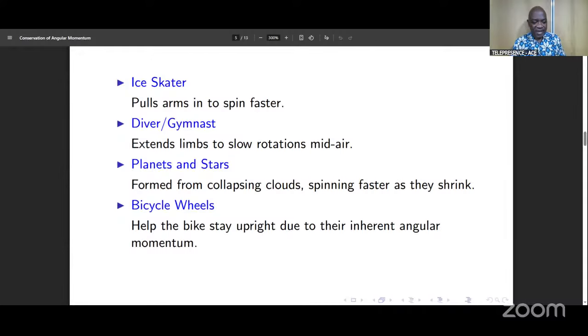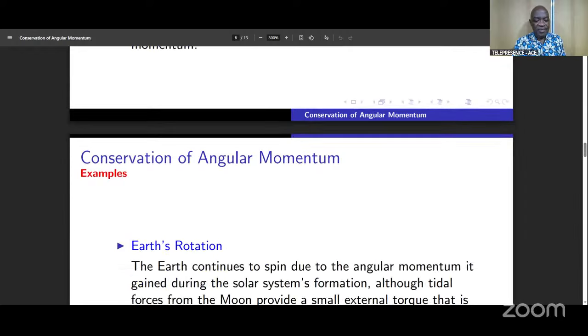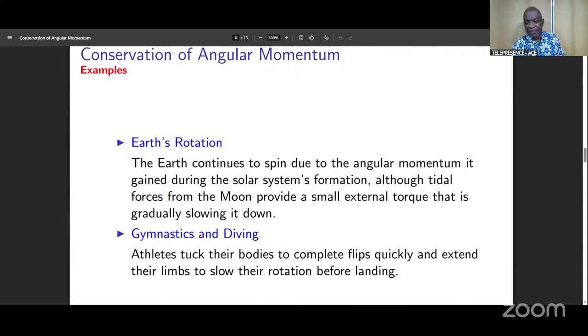And another example, a good one, is bicycle wheels, okay? It is the angular momentum and the conservation of angular momentum that helps the bike to stay upright, okay? To maintain a constant product of the moment of inertia and the frequency of the wheel. Okay, so the next slide will look more closely at the Earth's rotation.